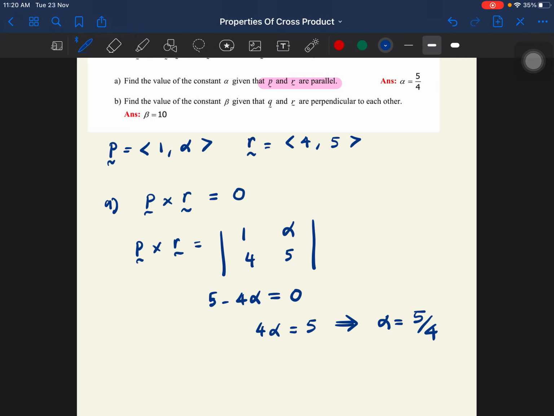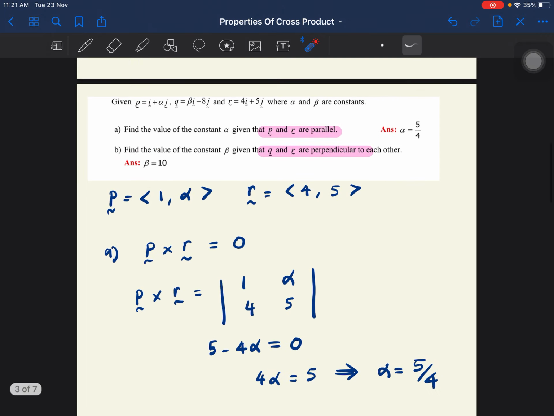Okay. So for the second one, B, find the value of the constant beta given that Q and R are perpendicular. You can refer to my previous video on how to solve this one, in order to find the value of beta when we have two vectors which are perpendicular to each other. In this case, we know that Q dot R is equal to 0. So try on your own for this one and try to get this answer.